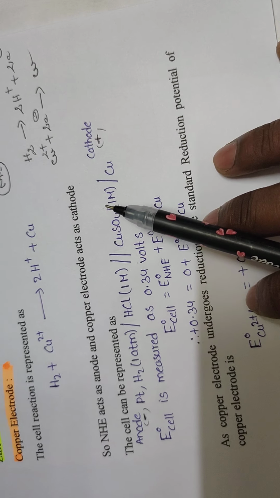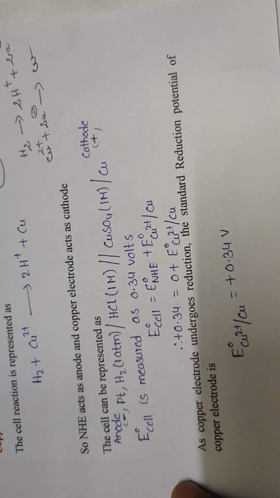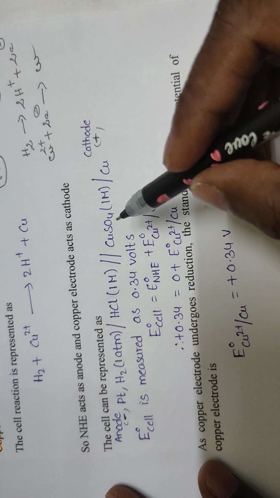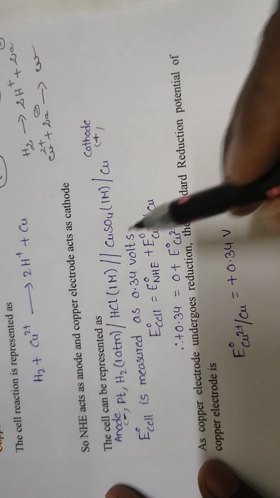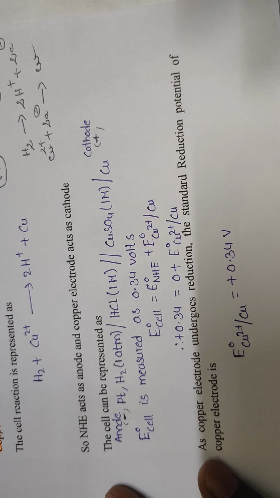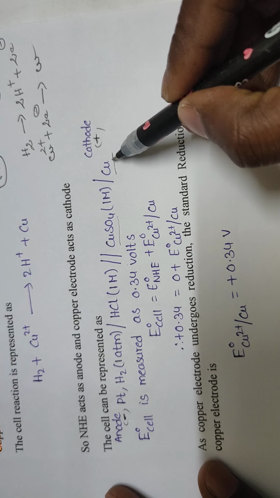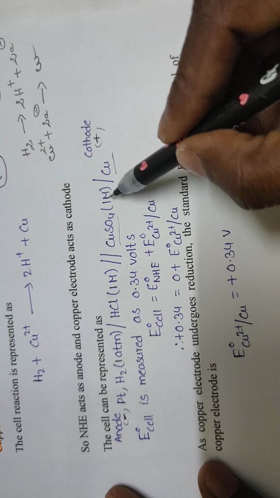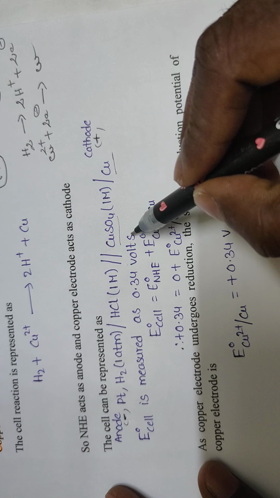Similarly to zinc, what is the cell notation here? What is the cell representation here? Because copper undergoes reduction, copper should be written at the right hand side. Okay, while writing the half cell notation at the cathode, the electrolyte solution should be written first and then the electrode. That is why CuSO4 of 1 molar slash Cu. It is the half cell notation at cathode.